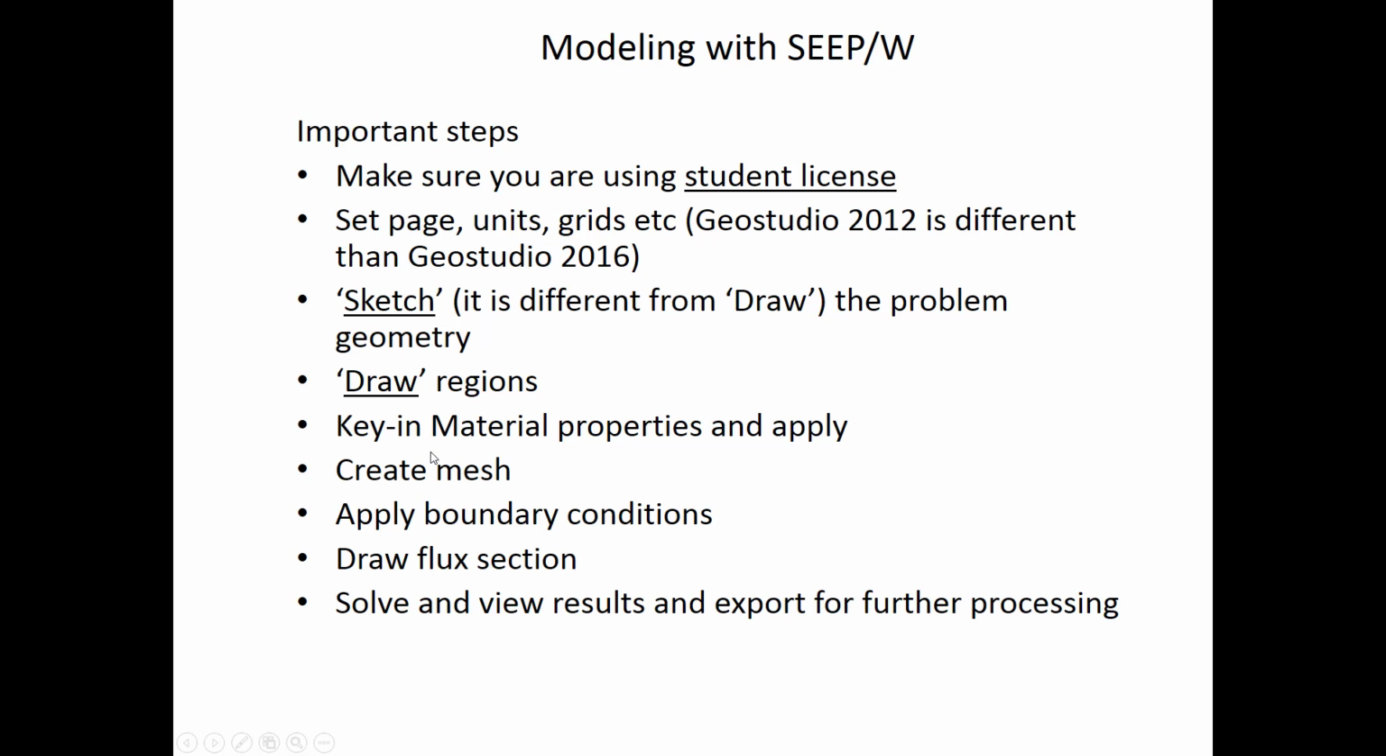Then the next step is to give the material properties and apply those properties to the soil region. Then we are going to create the mesh. We are going to apply boundary conditions. We need to take the cross section so that we can check our answers or we can draw graphs at that cross section. Then we are going to solve it and view the results, and we could export the results to Excel or any other software so that we can have further processing.